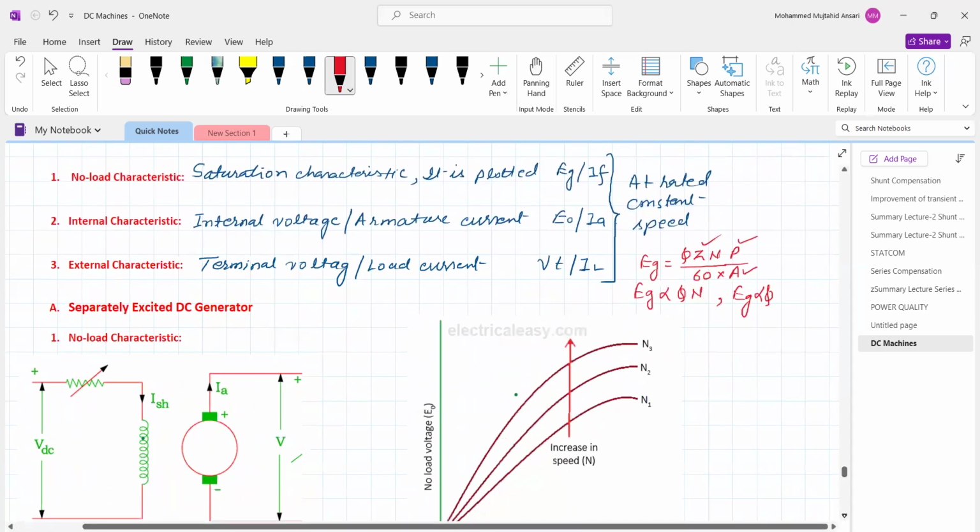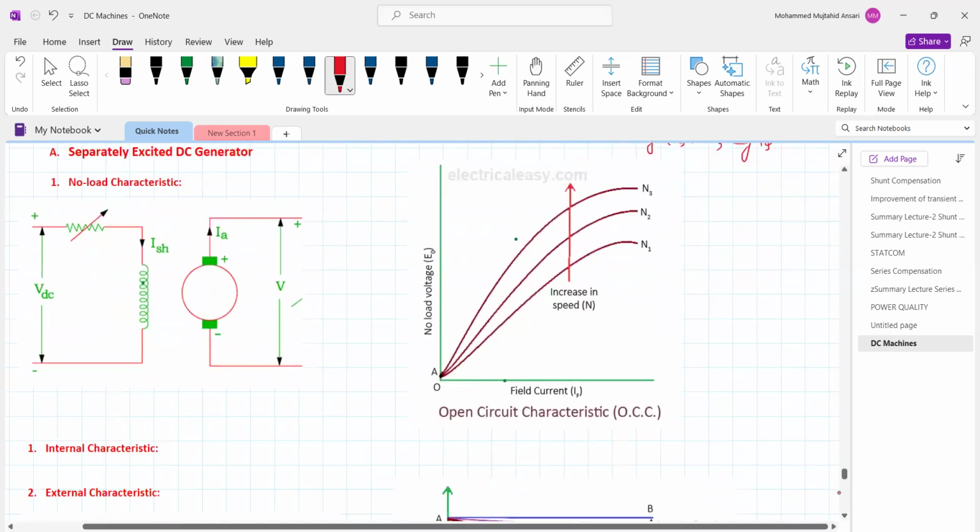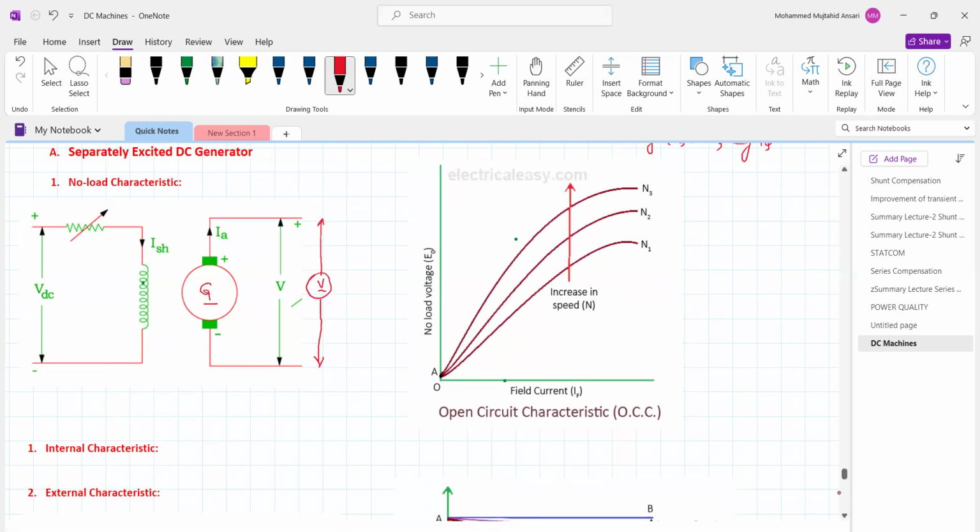Now see in this diagram, the armature of the generator is at no load condition, means there is no load on the secondary side. Only we will connect a voltmeter to measure the voltage. It is a DC voltage. It is connected at the armature terminal, whereas the field winding is separate from the armature. So it is a separately excited DC generator.